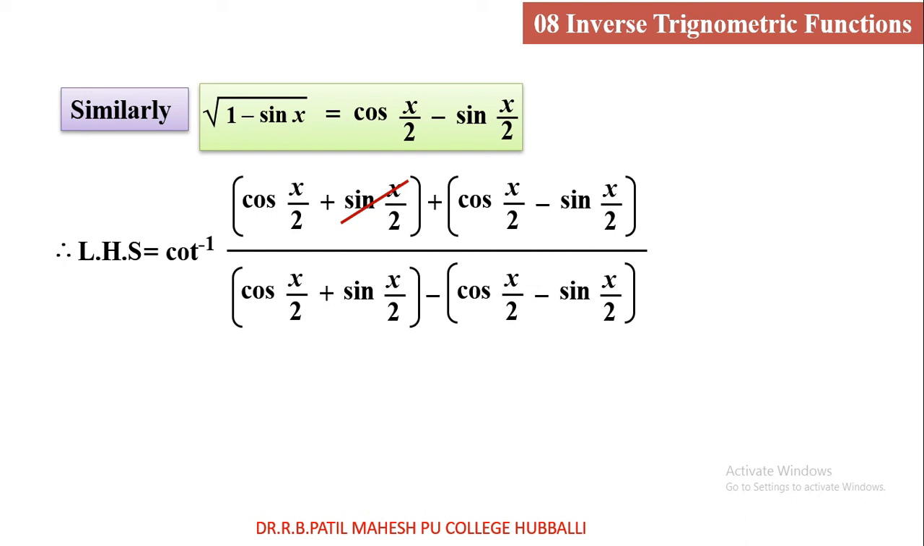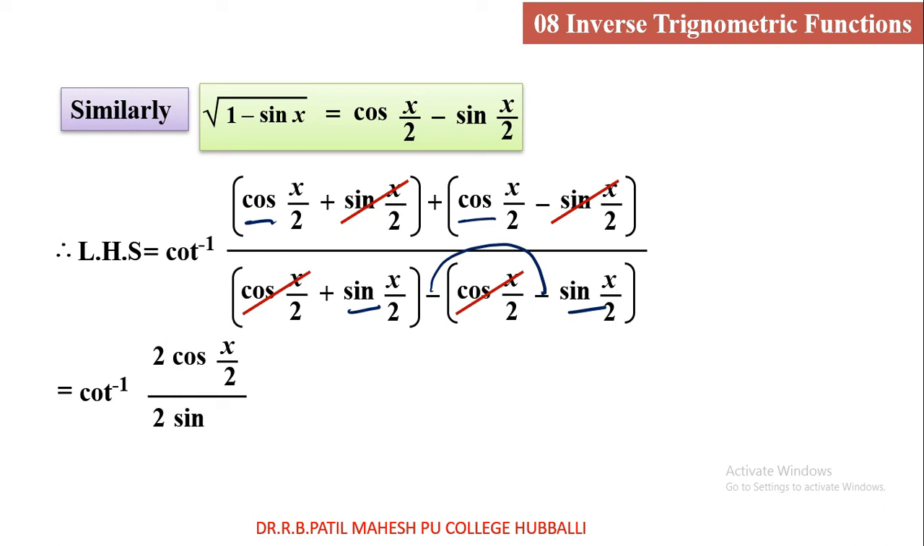Sin x by 2 and sin x by 2 get cancelled in the numerator. Cos x by 2 minus cos x by 2 gets cancelled in the denominator. So after cancelling the terms, look at the screen very carefully. Cot inverse of, after cancellation, cos x by 2 plus cos x by 2, 2 times cos x by 2, divided by, in the denominator, dear students, minus into minus will be plus. So sin x by 2 plus sin x by 2 will be 2 sin x by 2 in the denominator. So 2 and 2 will get cancelled definitely.